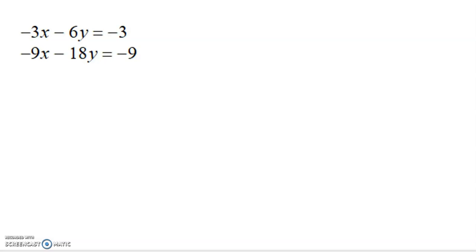So here we have a system of equations and we need to solve them using elimination. You know you need to solve them using elimination because none of the coefficients of x or y are 1, so they're not by themselves.